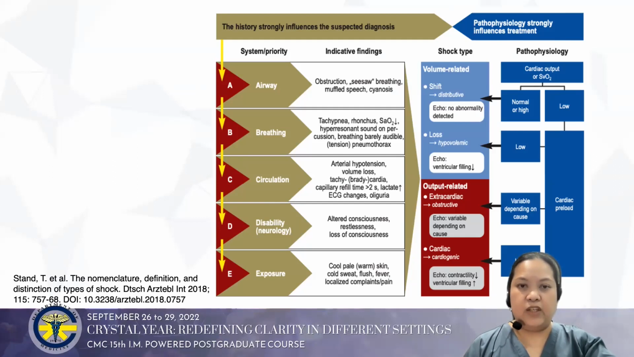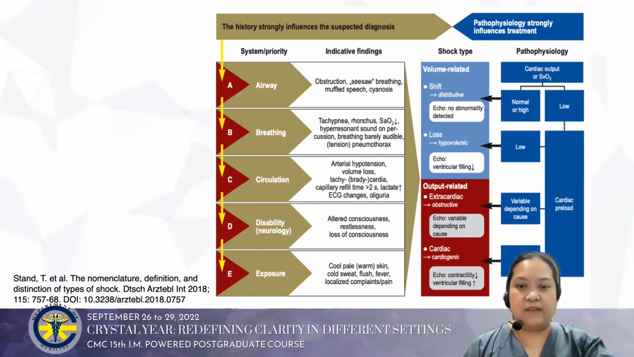In terms of airway, you might see the patient have obstruction or seesaw breathing, a muffled speech, or cyanosis. In terms of breathing, you might encounter a patient who is tachypneic, who has rhonchi, who is desaturating, who presents with adventitious sounds, and maybe even pneumothorax. In terms of circulation, your patient might present with arterial hypotension, volume loss, tachy or bradycardia, capillary refill time of more than 2 seconds, increased lactate, ECG changes, and oliguria.